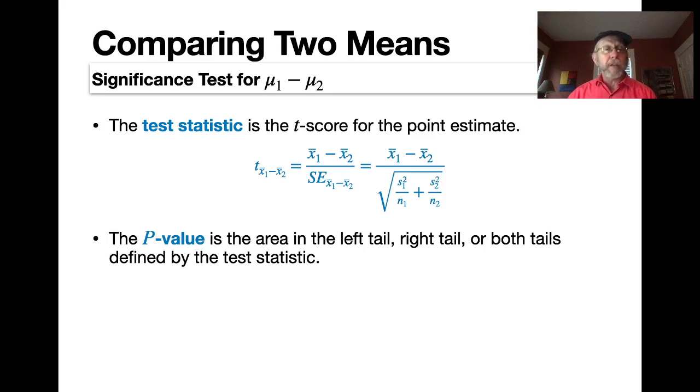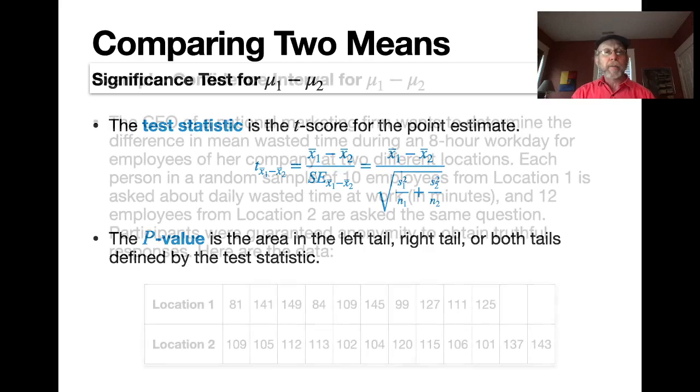And whether you have a left tail or a right tail or both tails depends on whether you have a left-tailed alternative, a right-tailed alternative, or a two-sided alternative. So all that is directly parallel with what we already know from one sample problems. Let's take a look at our example again.